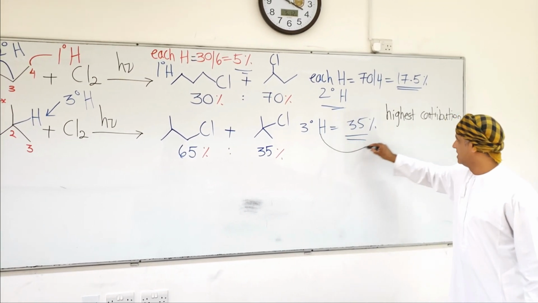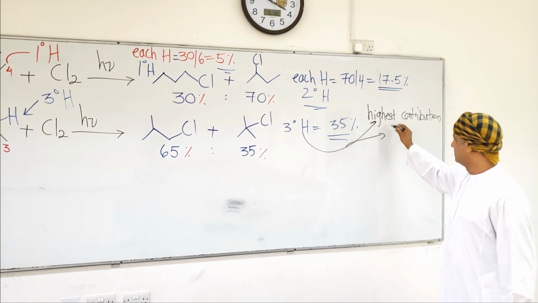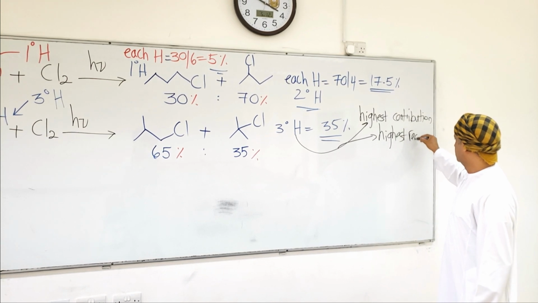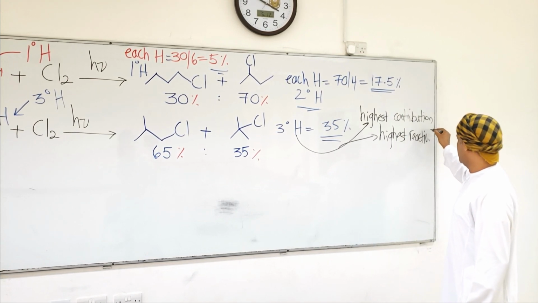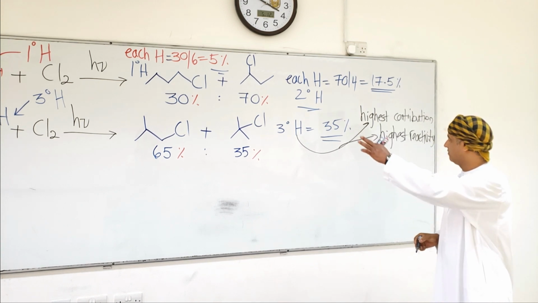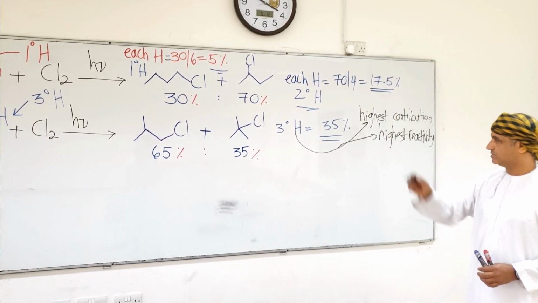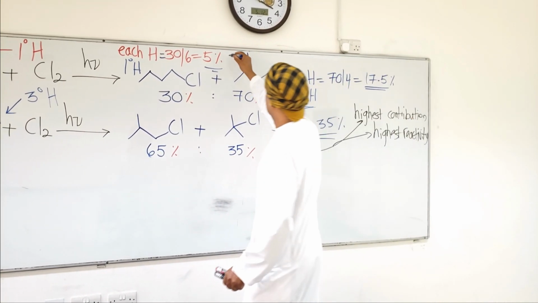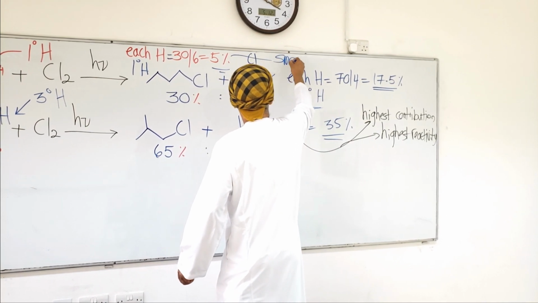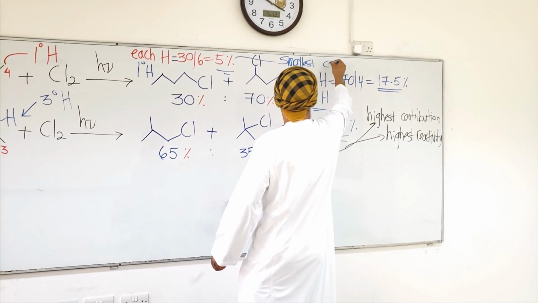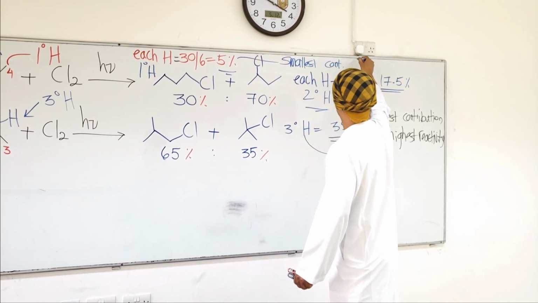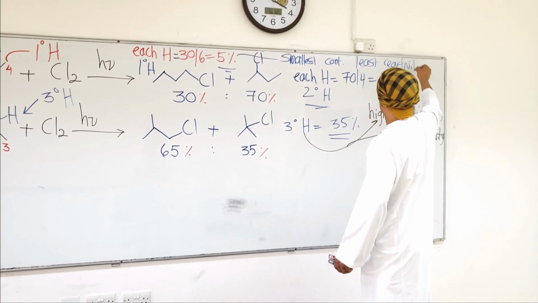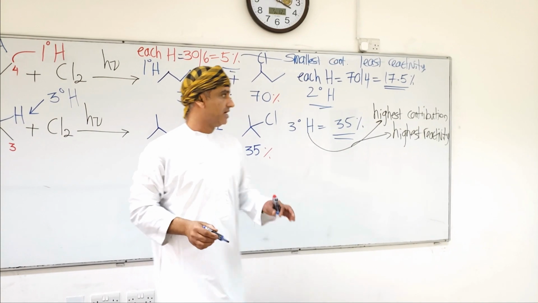So that tertiary hydrogen gave the highest contribution, therefore it is of the highest reactivity, and the primary hydrogen accordingly would be of the lowest or the smallest contribution, and then the least reactivity. So the 5% would mean the smallest contribution, least reactivity, and of course the secondary hydrogen will be in the middle.